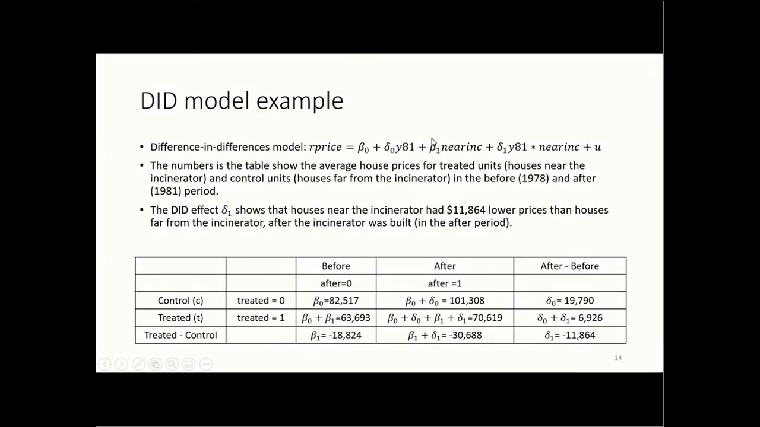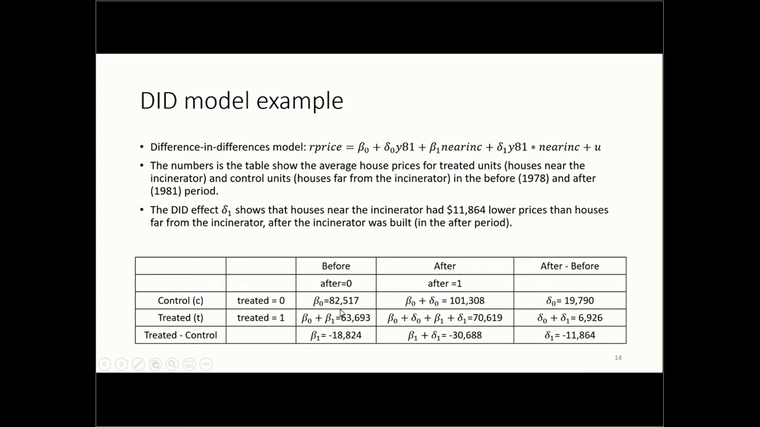Okay, so finally, the difference in differences model, we can estimate it using the data. So the numbers in the table show the average house prices for the treated units, the houses that are near the incinerator, and the controlled units, houses that are far from the incinerator, in the before and after period. And here we have the before and after period. Here we have the treated and the controlled units.